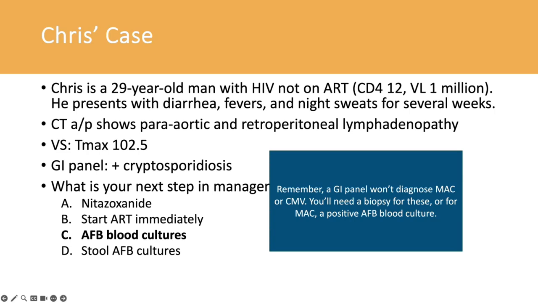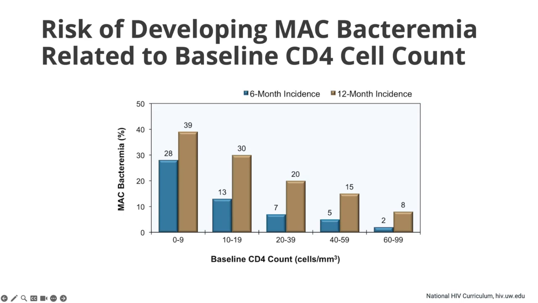But yes, positive crypto, but does that present with lymphadenopathy and persistent chronic diarrhea? So you guys got the point, even if my question was poor. And you guys know that for disseminated MAC, the risk is higher the lower your CD4 count gets.